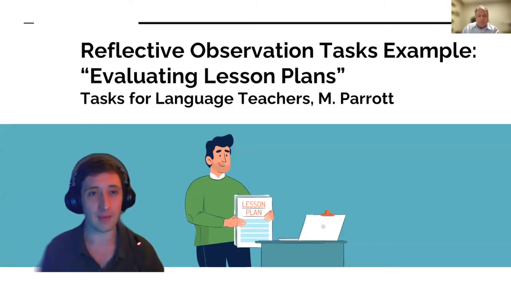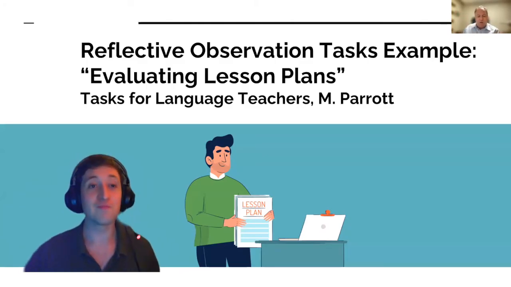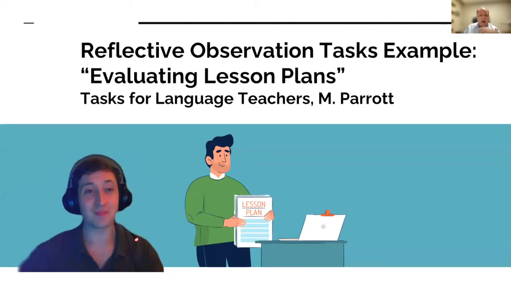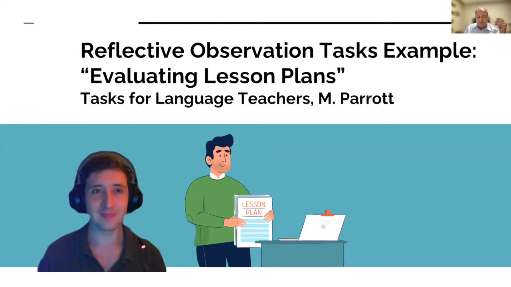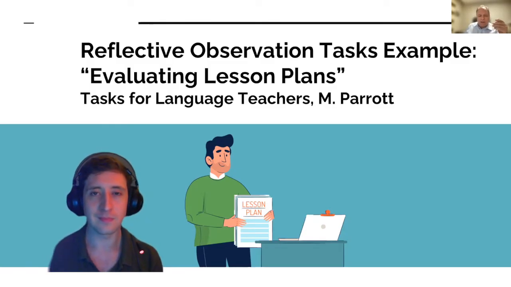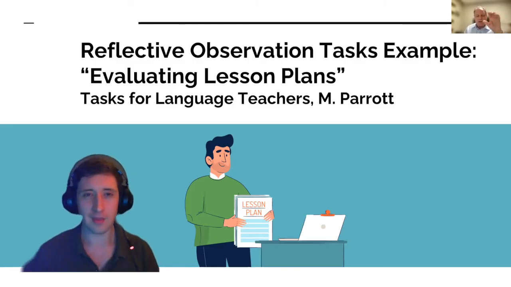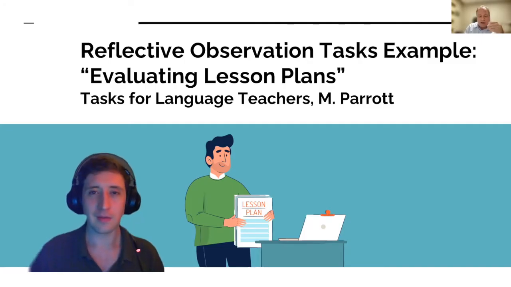Yeah, so this is taken from Martin Parrott's book, Tasks for Language Teachers, a classroom-based task. Number 7, in case you care about what number it is. And it's about evaluating lesson plans. So the aim here is to test out some assumptions and gain some insights, if possible, into lesson planning. And I quite like this. He states the aim very clearly, and then he gives you some different options as to how you can do this.